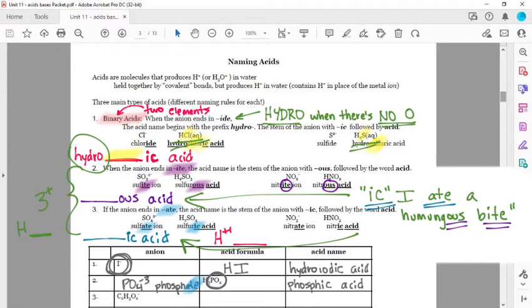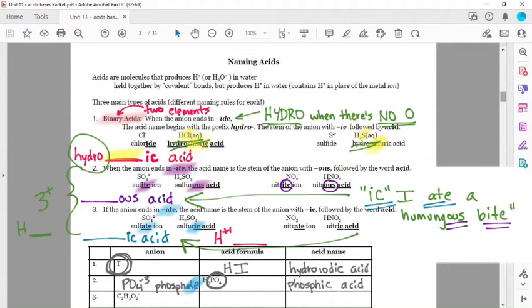And I don't expect you to be able to anticipate, predict, or memorize when you need an extra syllable or not. So as long as you're following our general naming rules, find the root name, change the ate to ic, add the word acid, I will give you full credit for this here.